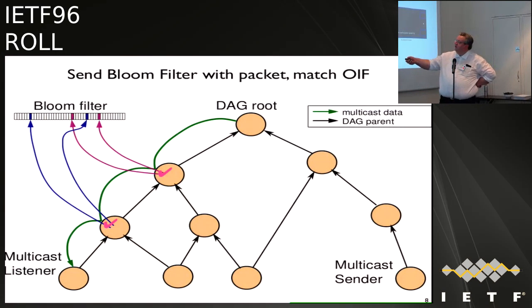The idea is to send a Bloom filter with every packet, and the various forwarders look at their outgoing interfaces, hash those using the set of hash functions that we have agreed on, and see whether all of their bits are actually set. Only if all these bits are set, the packet is forwarded.